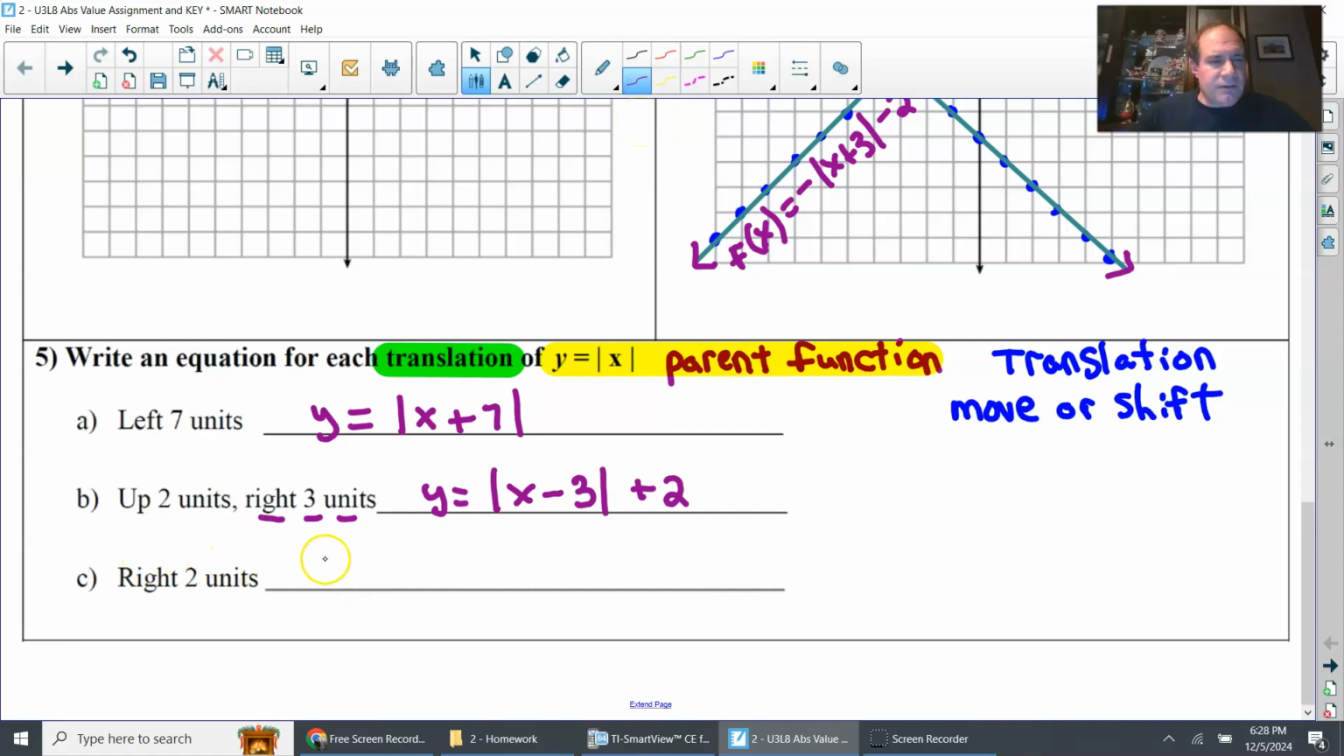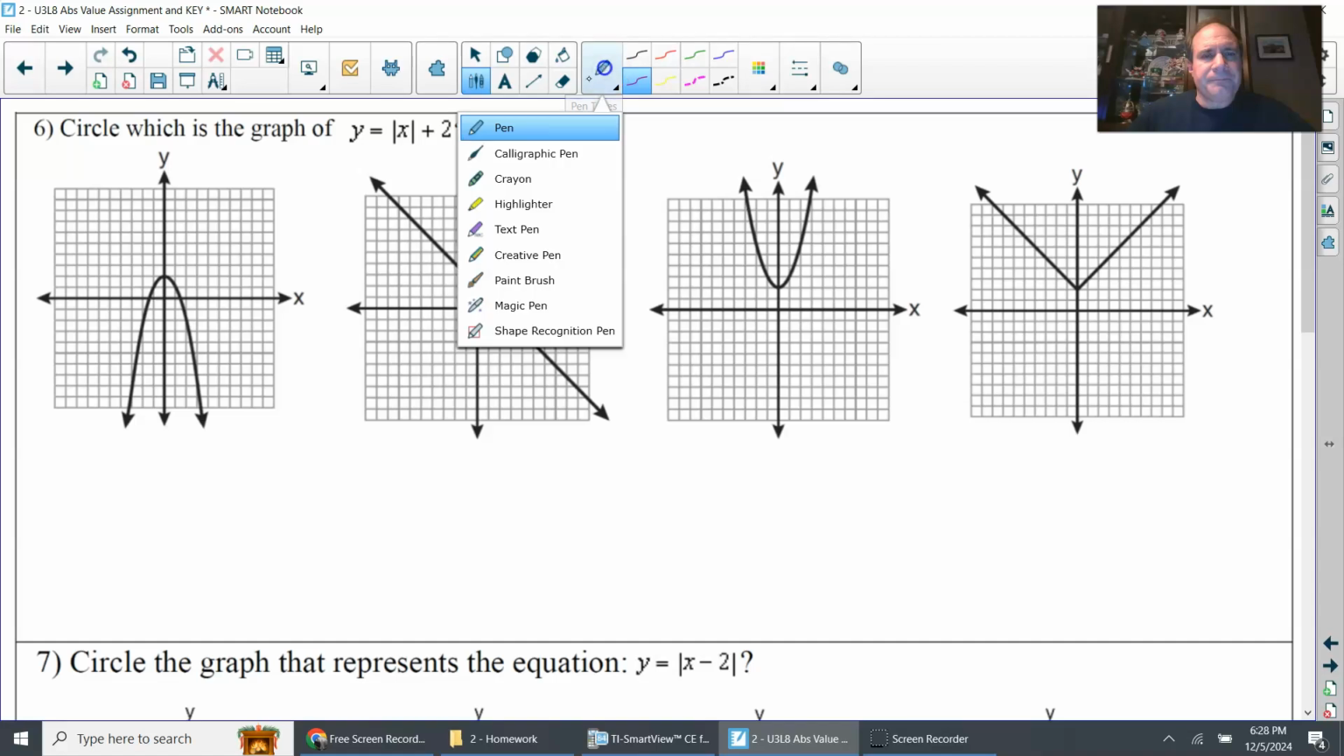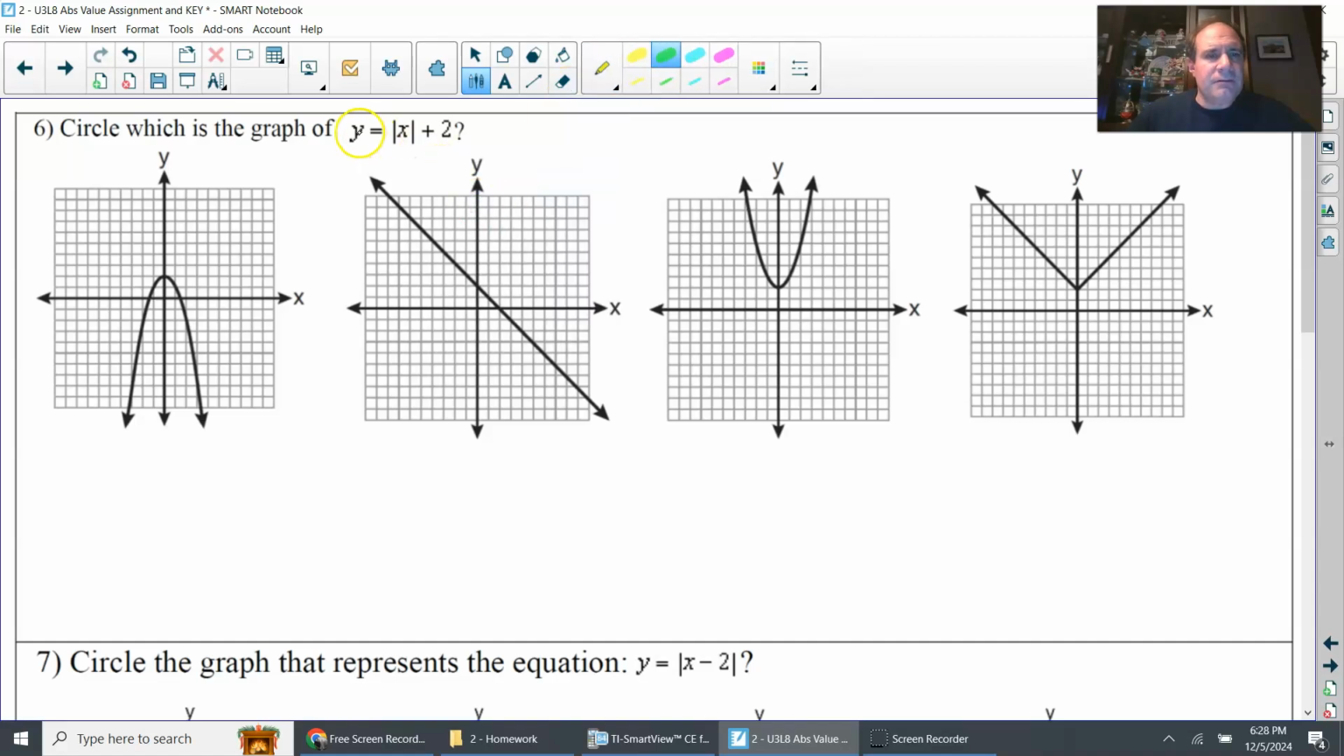So right 2 units is y equals absolute value of x, and we're going to go right, which is minus. And that's it. And you could check it in the calculator as well. Now, circle which is the graph of y is the absolute value of x plus 2. Don't ever get any of these incorrect because, again, you have your calculator.